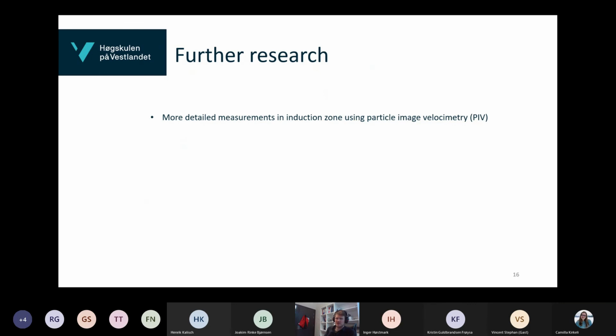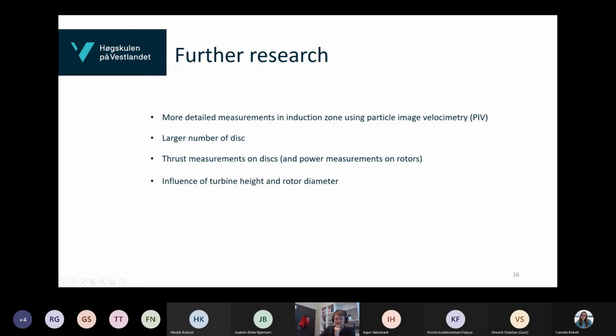So one thing that we will do is that we're doing more detailed measurements in this induction zone using a PIV instrument, which is giving us a complete flow field. We will use a larger number of disks, both in the front row and also especially extending downwards. How are more turbine rows influencing the whole situation? We want to complete this with thrust measurements on the individual disks, and maybe at some point also replace the disk by rotating devices with a power outtake.